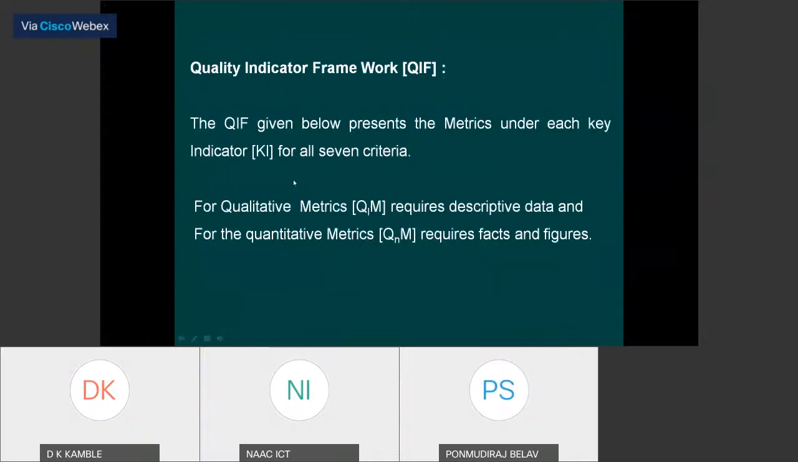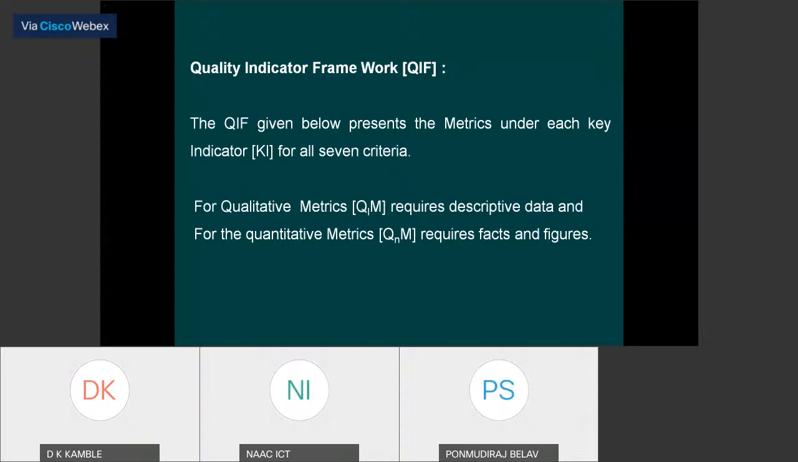Then coming to the Quality Indicator Framework, QIF, meaning criteria-wise analysis. The Quality Indicator Framework given in the presentation is criteria-wise. In it, there are seven criteria, as you know, and on those seven criteria, there are two types of metrics.